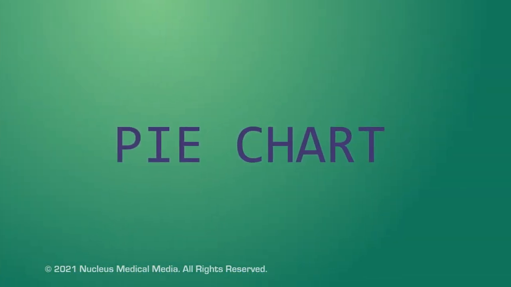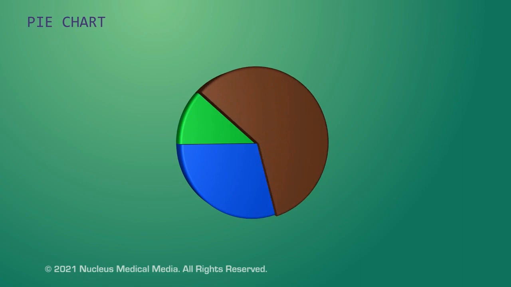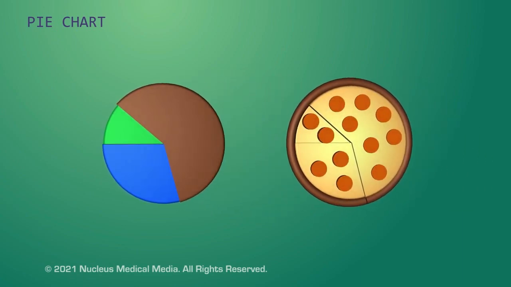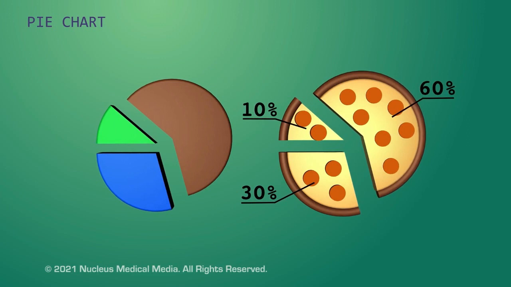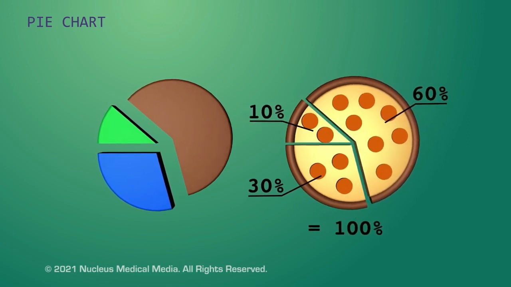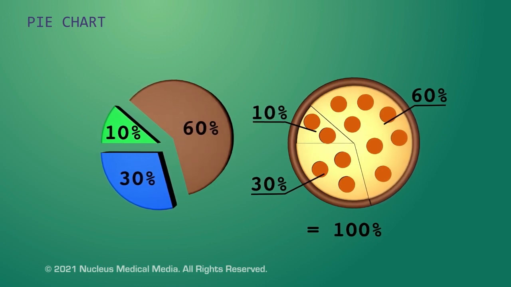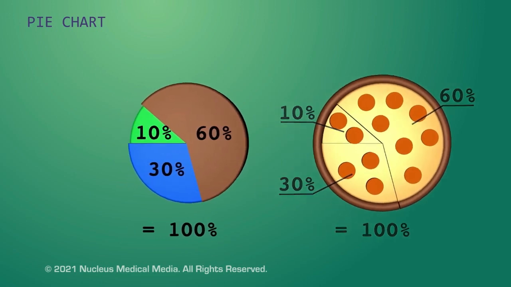The last type of graph we'll talk about is a pie chart. A pie chart shows the various parts that make up a whole. A pie chart often looks like a pizza cut into uneven slices. Just like all the pizza slices put together make up 100% of the pizza pie, all the sections of a pie chart represent different amounts that add up to 100% of the total amount.